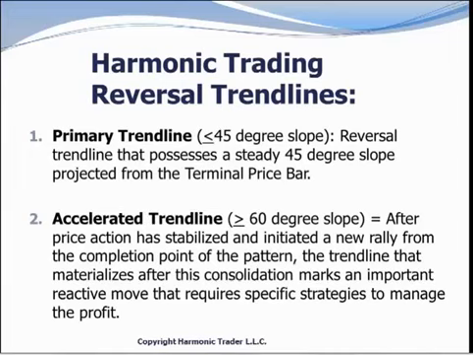Because these two types of trend lines are essentially our basic expectations of what the price action should demonstrate following the completion of a pattern. We have a primary trend line. That's a 45-degree slope. That's usually a slow, steady uptrend or downtrend marked from the terminal price bar.